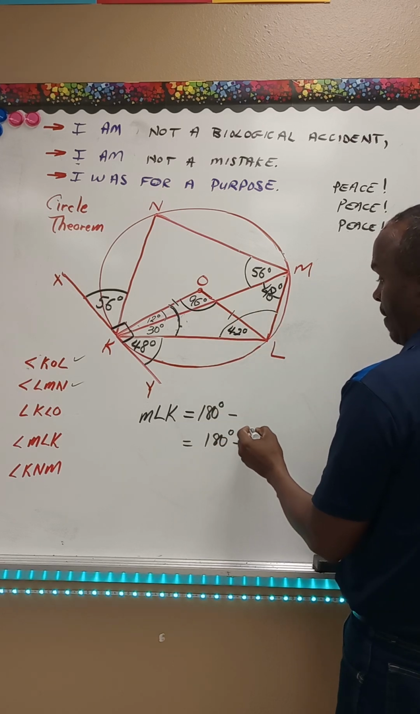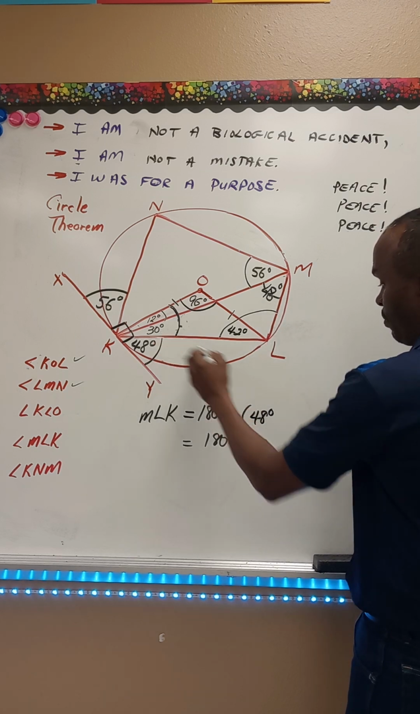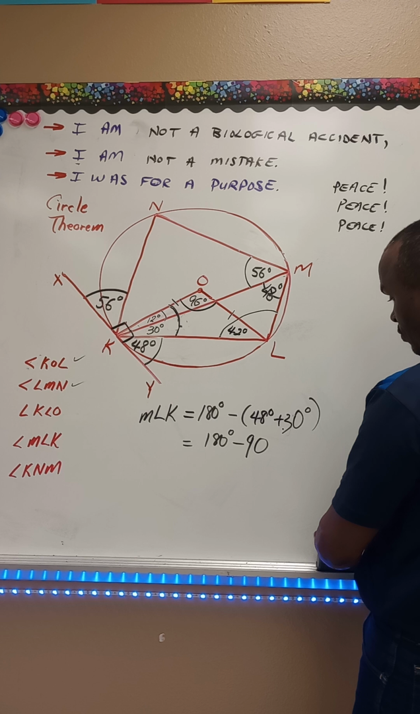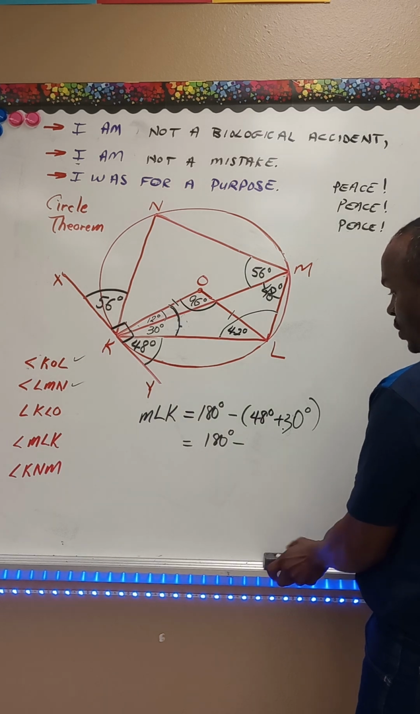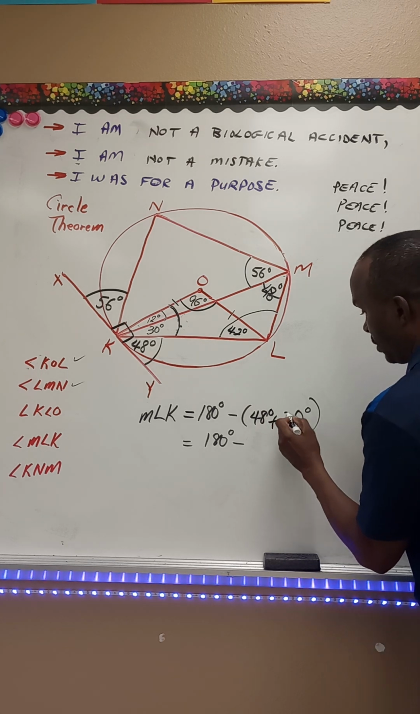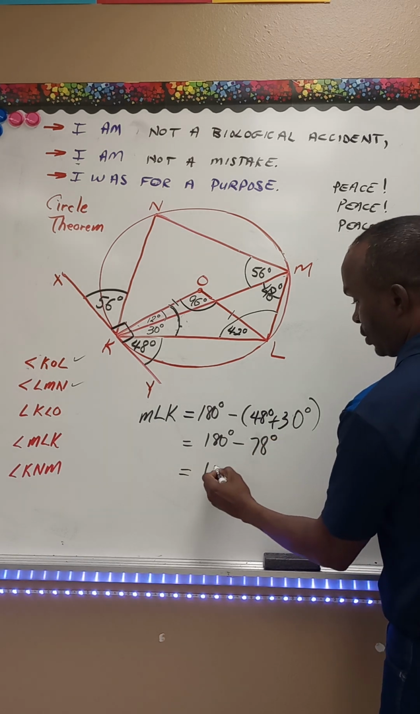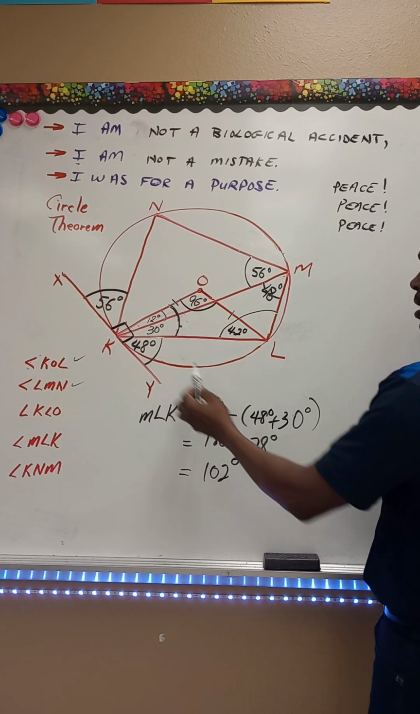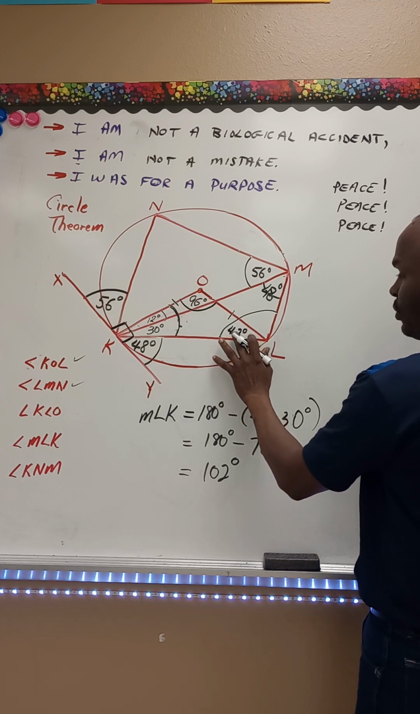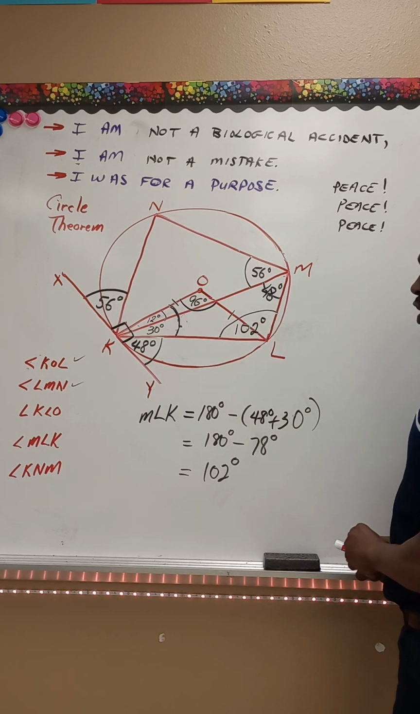So we can have 180 minus the sum of 48 degrees plus 30 degrees. Good. And from there, let me take my time and write properly: 48 plus 30 is equal to 78 degrees. And if you subtract this here, you're going to get 102 degrees. So the size of angle MLK is 102. I'm going to remove this as well. This whole angle here that we just found is 102.